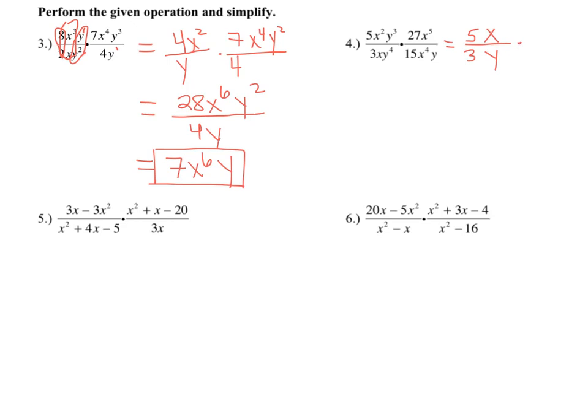27 and 15 are both divisible by 3, so I'm going to reduce that to 9/5. X to the 5th divided by x to the 4th gives you x, and then we have an extra y on the bottom.